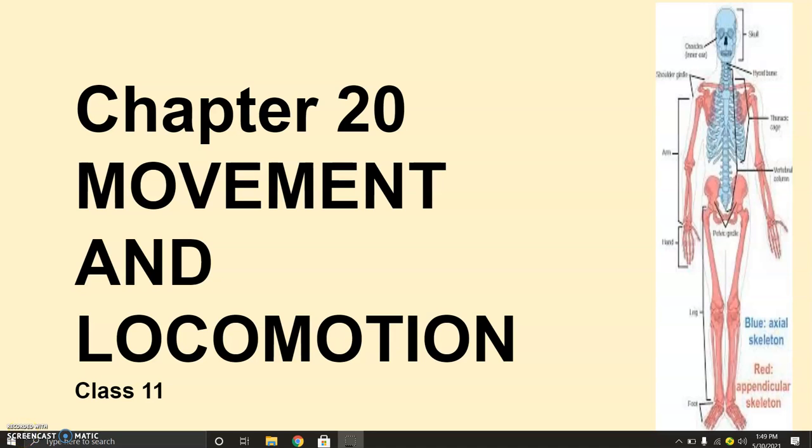Good morning. Today we are starting with chapter 20, Locomotion and Movement of class 11. Movement, we already know, is a very important feature of living organisms. Animals और plants दोनों में ही अलग अलग तरह के movements होते हैं. साइटोप्लाज्म में जो streaming movement है, that is also one of the important features of the amoeba. It is a simple form of movement.